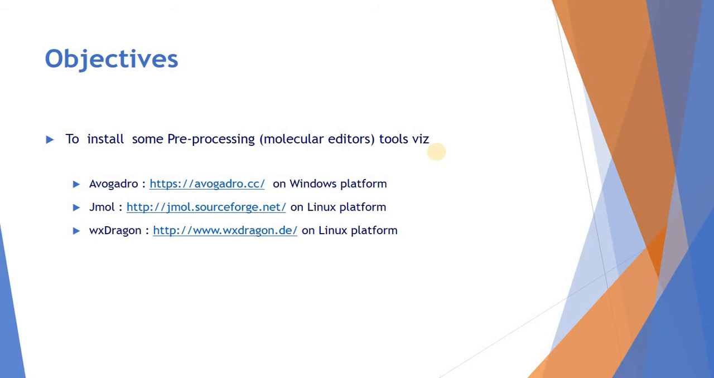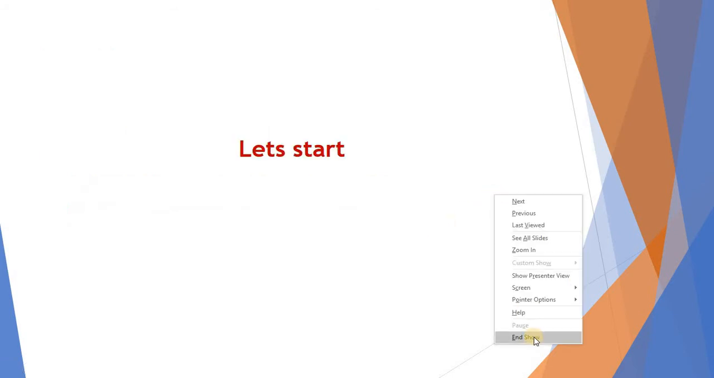And second, Gmol on Linux platform. And the third, WX Dragon. It's also on Linux platform. Actually, when we start Siesta, then we need coordinates of atoms, elements, different elements, and those coordinates can be easily obtained from all these pre-processing tools. So first, these are molecular editors. This is also a molecular editor, as well as it is important to display the structure. And this WX Dragon is used to convert XYZ files, that is structure files, into Siesta input format files. So let's start.